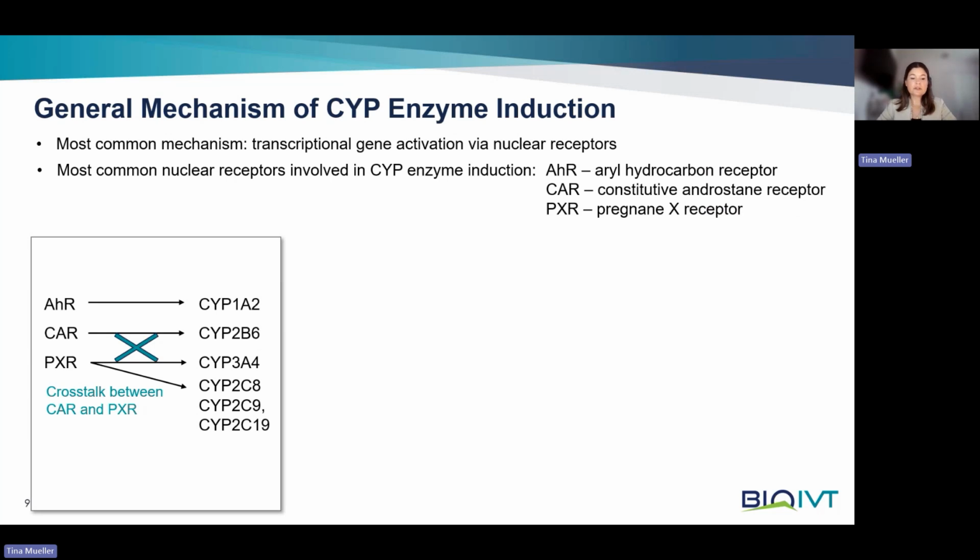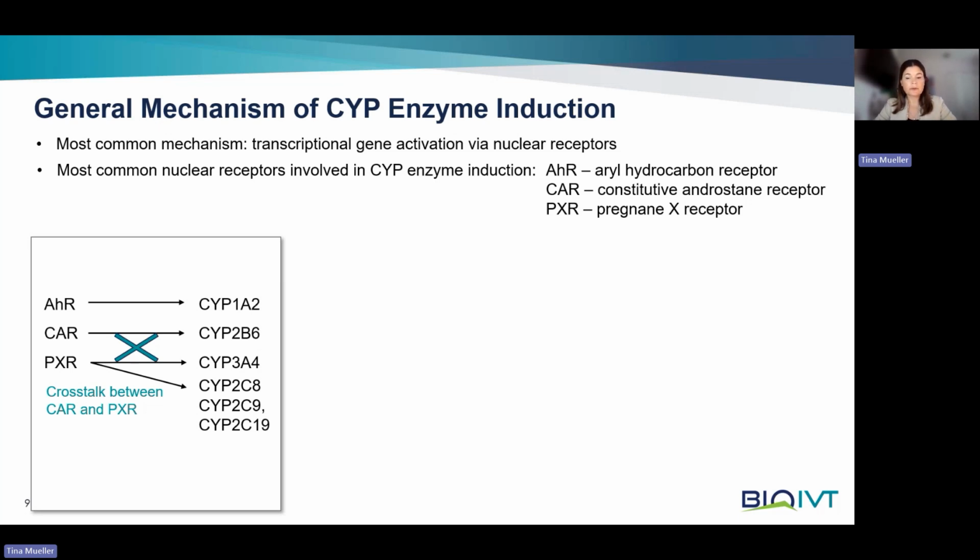Let's now take a minute to understand the general mechanism of CYP enzyme induction. In this context, we will focus on the most common mechanism, namely transcriptional gene activation via nuclear receptors. For CYP enzyme induction of CYP1A, 2B, and 3A, there are three important nuclear receptors.